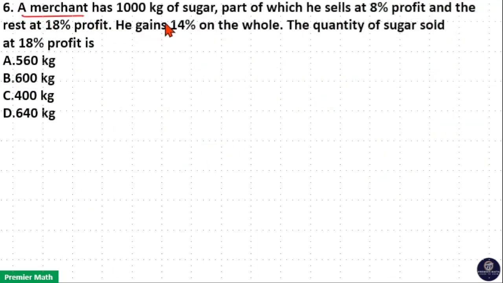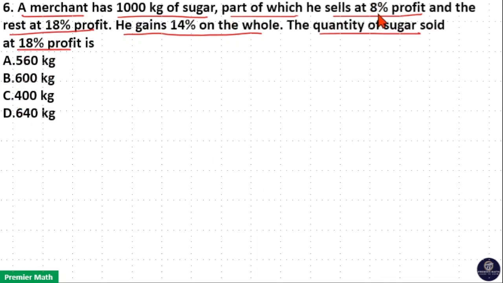A merchant has 1000 kg of sugar, part of which he sells at 8% profit and the rest at 18% profit. He gains 14% on the whole. The quantity of sugar sold at 18% profit is?